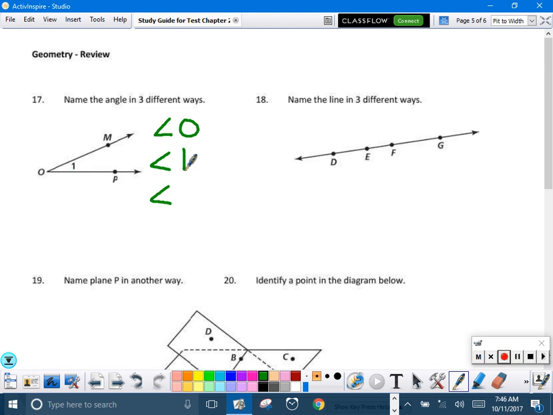Otherwise, you can use 3 letters. Okay, you can't use 2. You have to use either just the 1 or you have to use 3 letters. So you could say angle MOP. The O must be in the middle. Or there's another way you could do this. You could say POM.